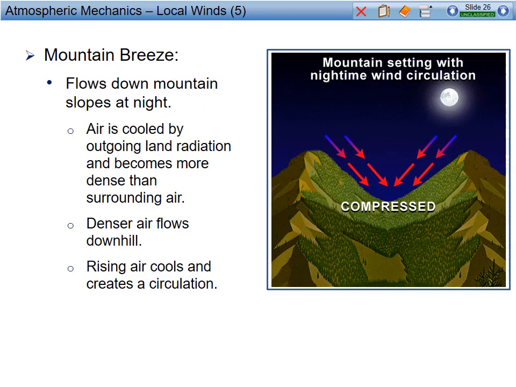At night, we get a mountain breeze. So the mountain breeze is happening because the air is cooling down, and as it cools down, it is going to rush down the sides of the valley and then down the rest of the valley down the mountain. It's cooled by that outgoing radiation and becomes more dense than that surrounding air.